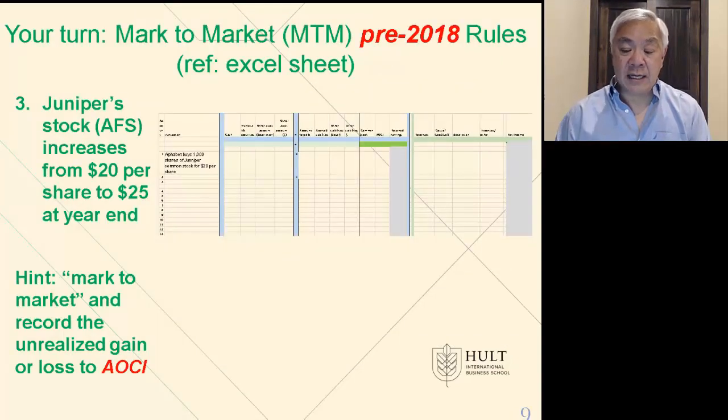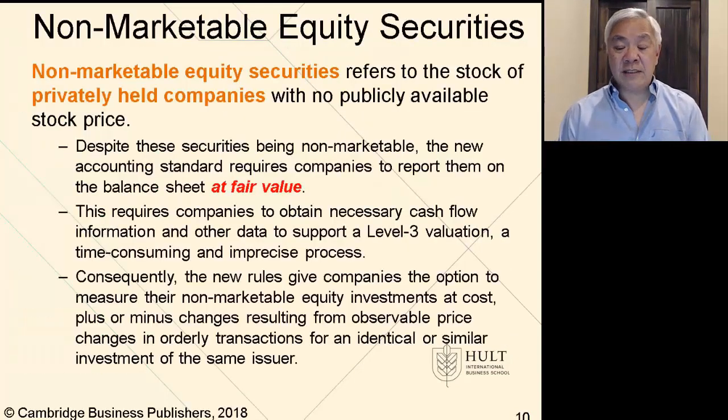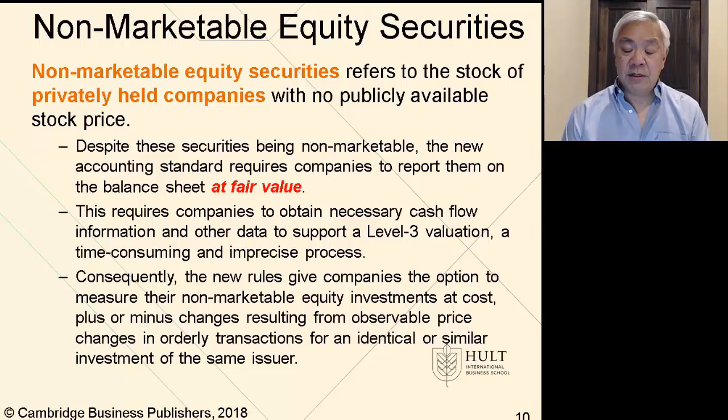So now we're going to look at non-marketable equity securities. These are where we have private companies where there's no available stock. As we mentioned, we need to find a way to report them at fair values. And so we need to get to level 3. And so now what we want to do is we have the option of taking our cost and doing a plus minus adjustment based on the changes that occurred since we made the investment.